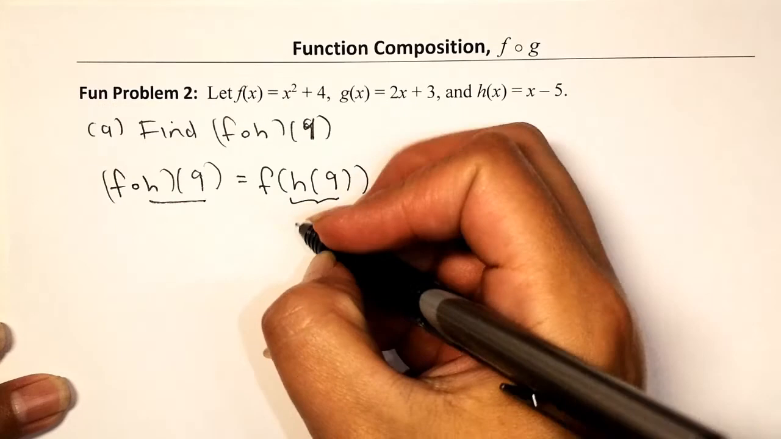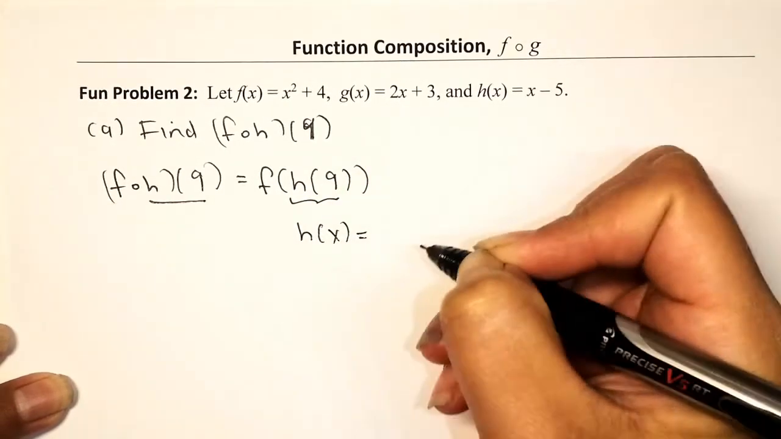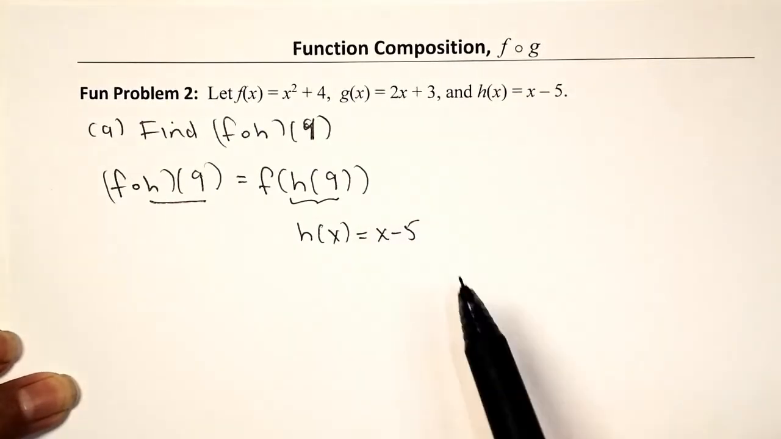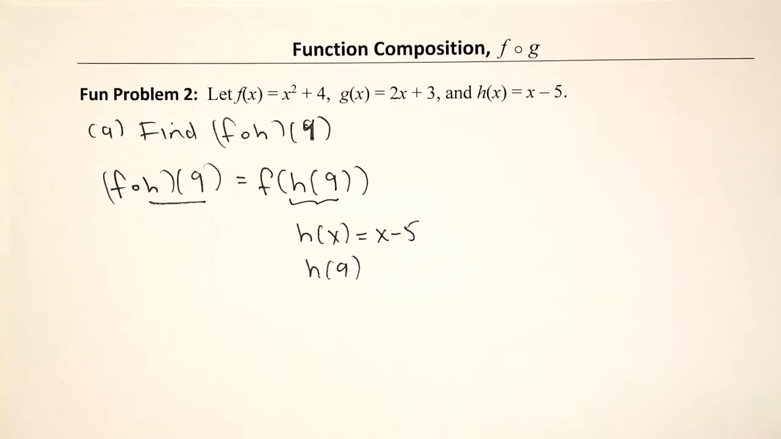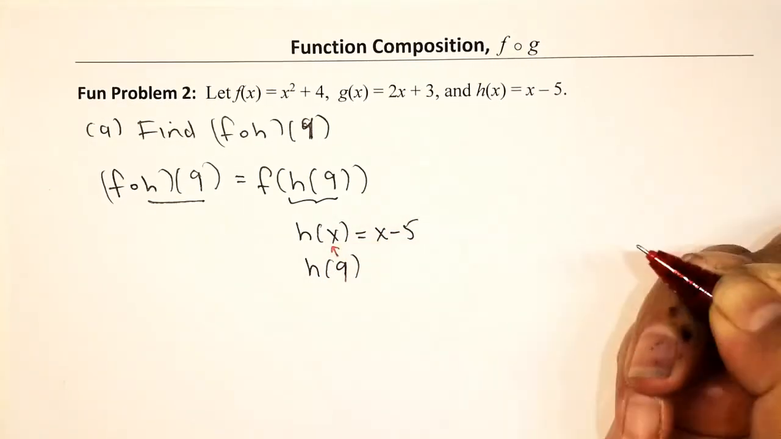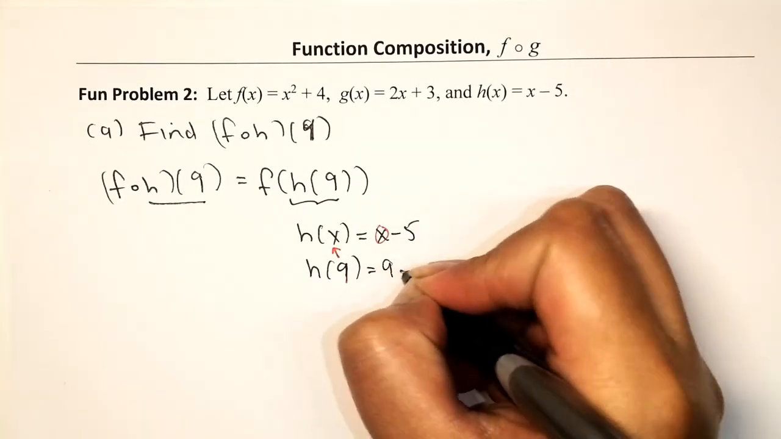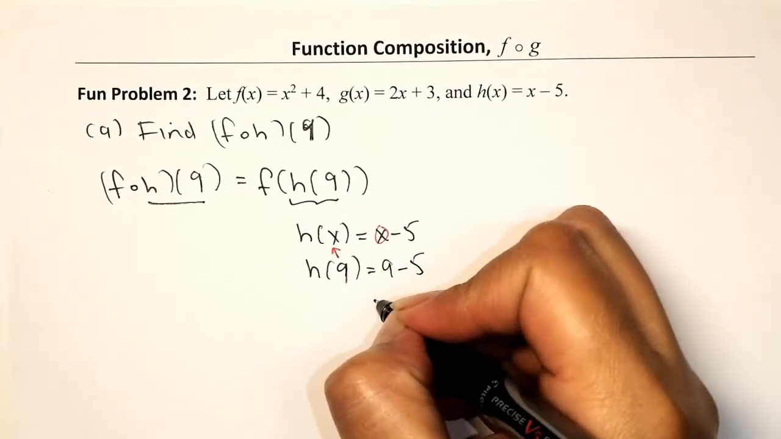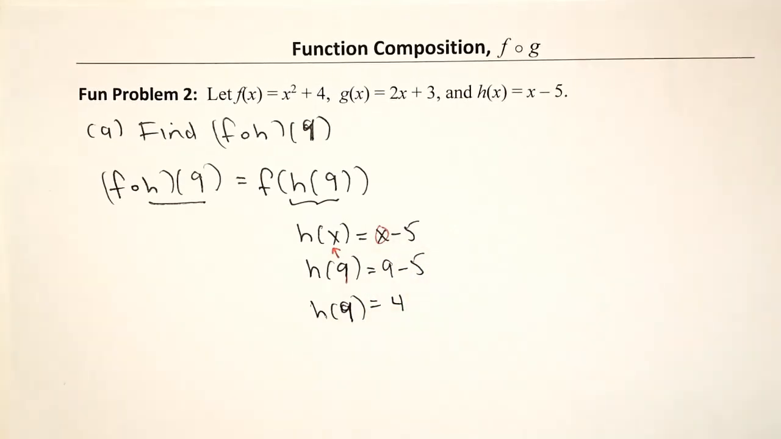Okay, so h of 9, I'm gonna write down what function h is first. So we have h of x, according to the problem, is x minus 5. And then what do we want to find? We want to find h of 9. Okay, what are we gonna do? We are gonna substitute a 9 for the input of x. So that will leave us with x, which is 9, minus 5. And then thanks to your hard work, we have that h of 9 gives us 4.